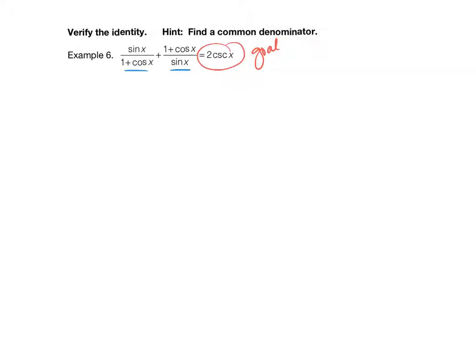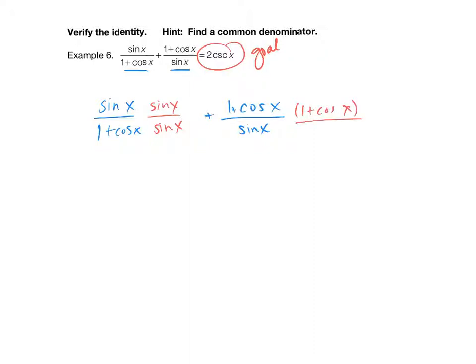So I'm going to take the first one, sine of x over 1 plus cosine of x, and I'm going to multiply it by sine of x over sine of x. And then the second one, I'm going to multiply it by 1 plus cosine x divided by 1 plus cosine x. So now I will have common denominators once I simplify that.